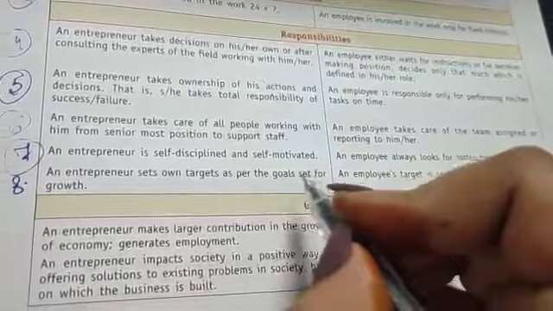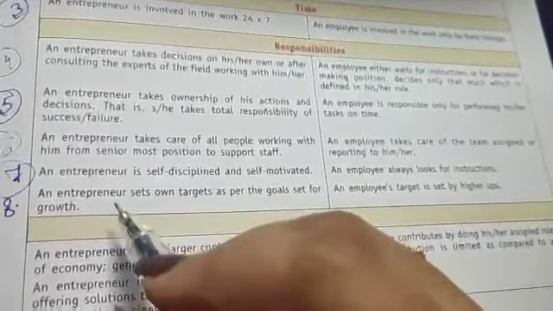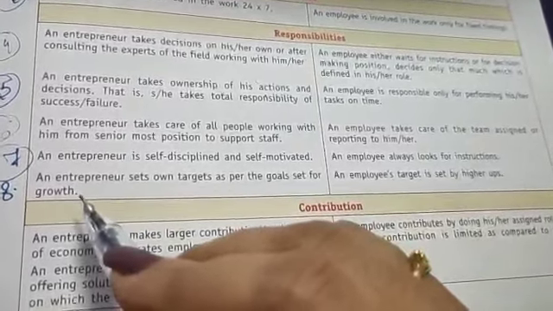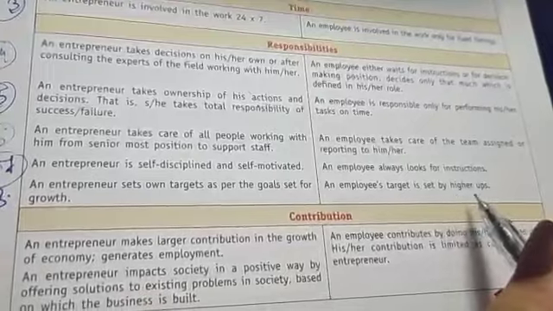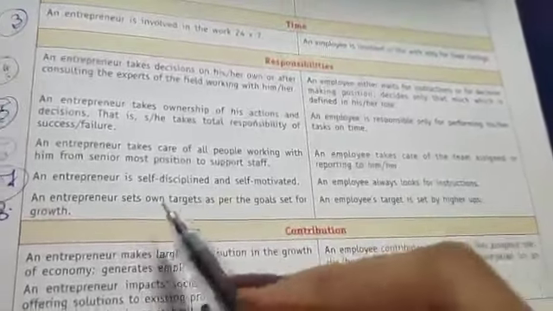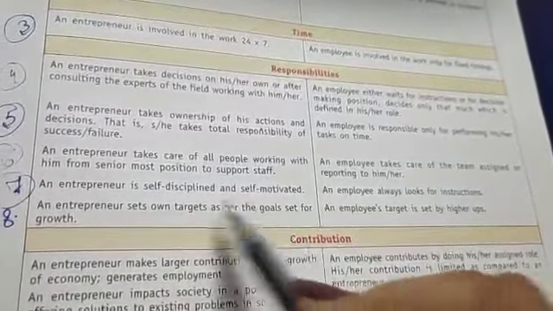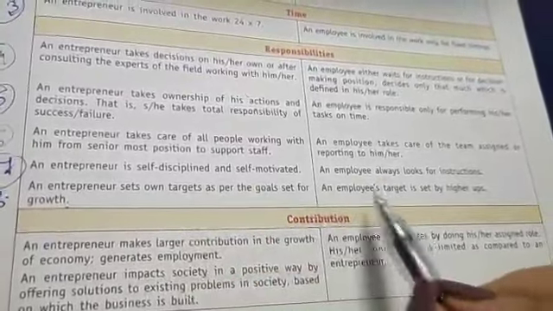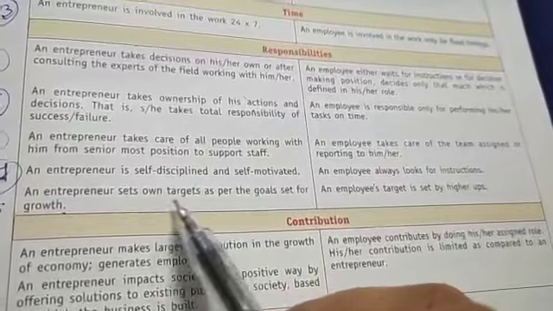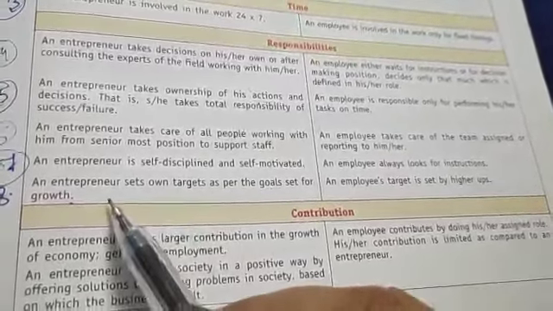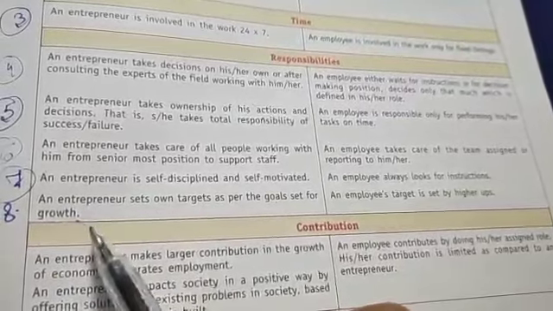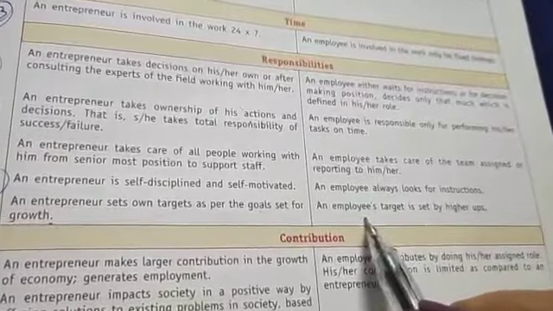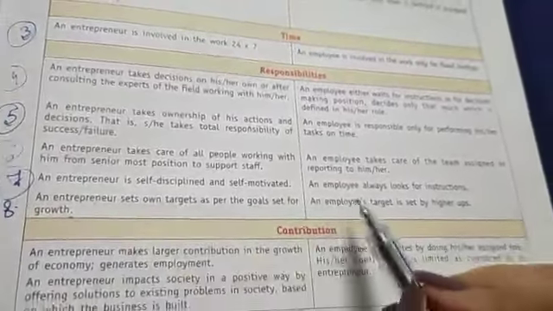Then the eighth point: an entrepreneur sets his own targets as per the goals set for growth. As we know, the entrepreneur is the boss, he sets the goals for the growth of the company, and he will set his targets to achieve those goals. But for employees, the targets are set by the higher-ups. The employee's target is set by the boss, but the boss sets his targets based on his goals for the growth. Again, I am repeating: whatever goals he or she sets for the growth of the company, the target of the entrepreneur is to achieve those goals. But the employee's targets are set by the entrepreneur or the higher authority, you can say.